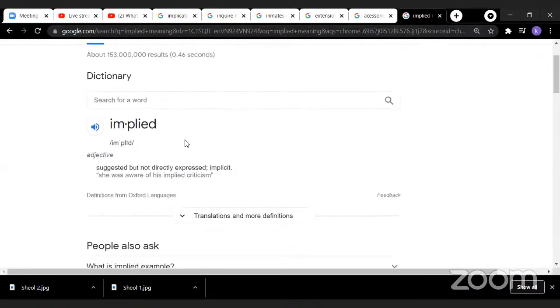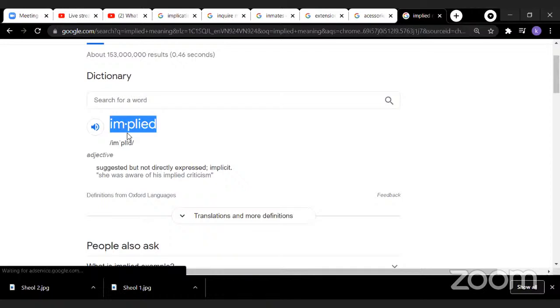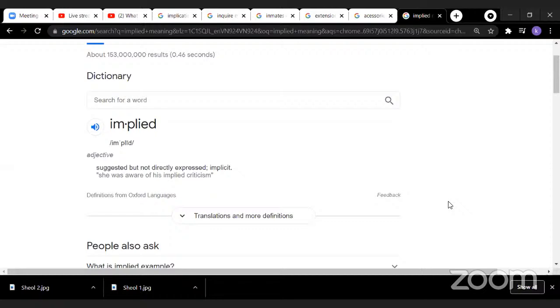Can y'all see my browser? Yes. Louis, do you want to present implied? Sure. Implied, adjective, suggested but not directly expressed, implicit. Okay, now let's see if we agree with that. Is it actually suggested?